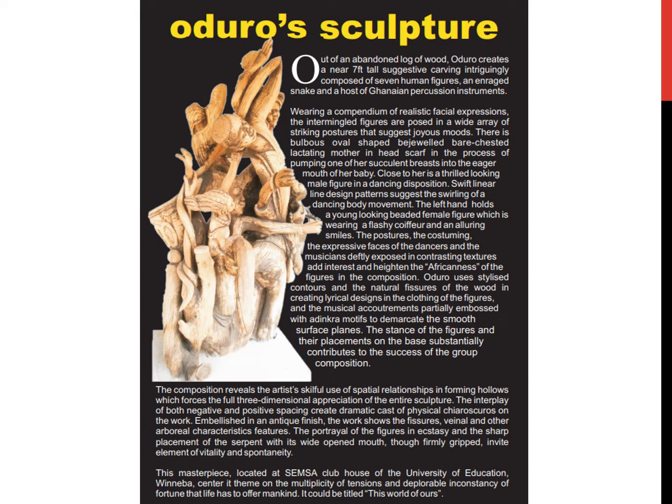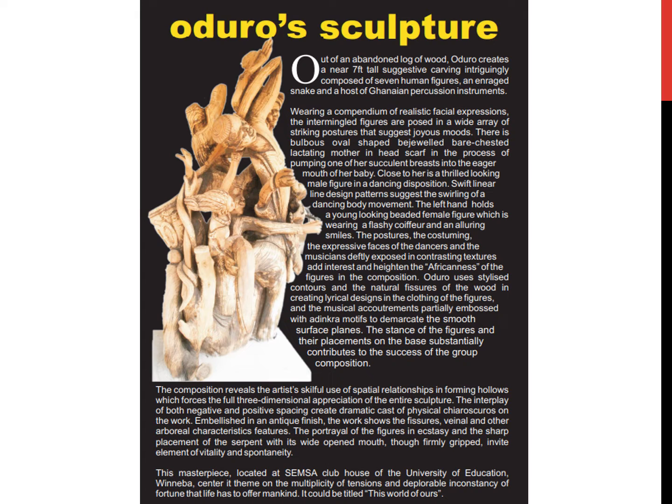Wearing a compendium of realistic visual expressions, the intermingled figures are posed in a wide array of striking postures that suggest joyous moves. There is a bauble-wearing, bejeweled, bare-chested, lactating mother in headscarf in the process of pumping one of the succulent breasts into the eager mouth of her baby. Close to her is a thrilled-looking male figure in a dancing disposition.